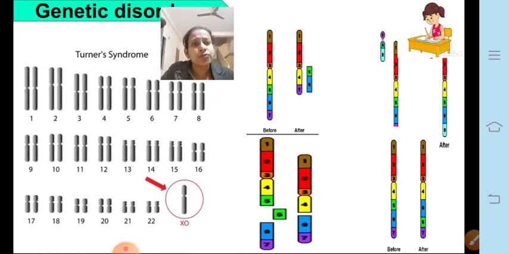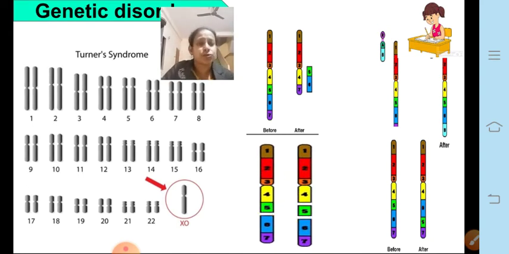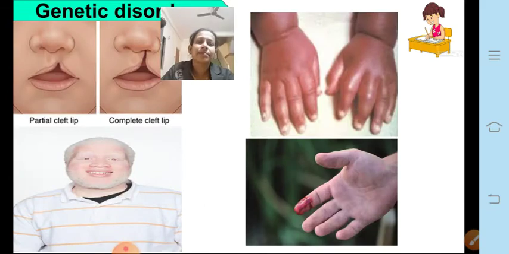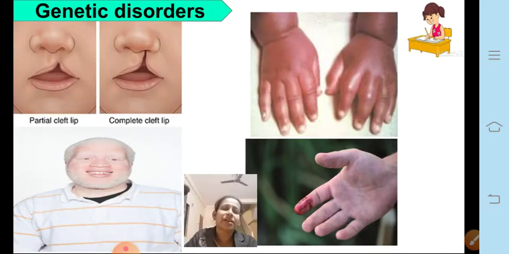So due to chromosomal abnormalities, an increase or decrease in the number of chromosomes, or even due to mutations in the genes, there might be certain genetic disorders in human beings. So let's study a few of them. First, let me give you some examples of genetic disorders.